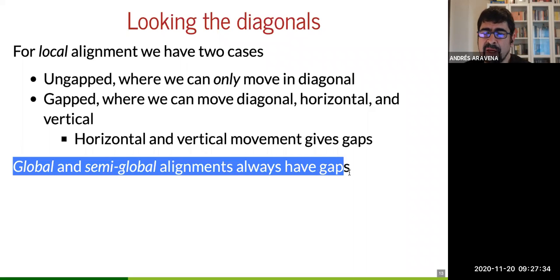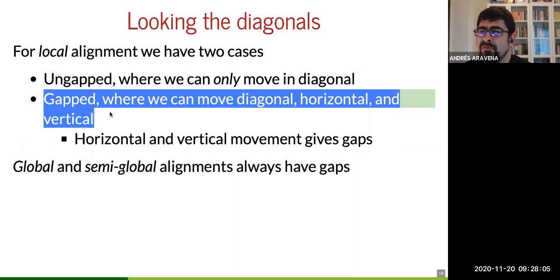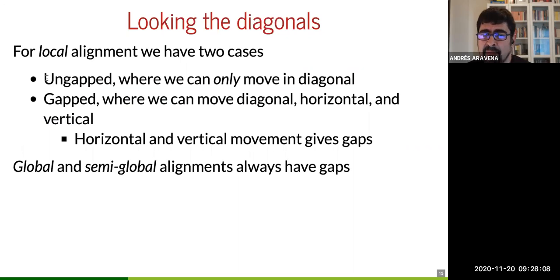Global and semi-global alignment always have gaps, at least external gaps. In local alignment, you have the option of doing it ungapped or with gaps. Why do you want to do this? Because the ungapped is faster to do, easier to do, and it's easy to understand what it's doing. The gapped is probably better for biology, but it's a harder problem. The ungapped is an easy problem, the gapped is a hard problem.